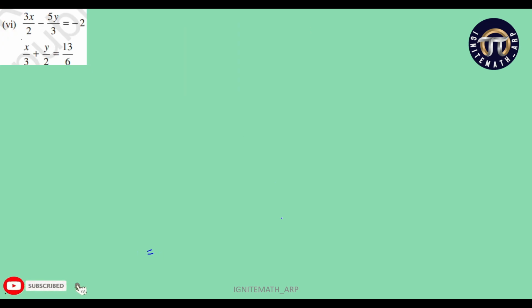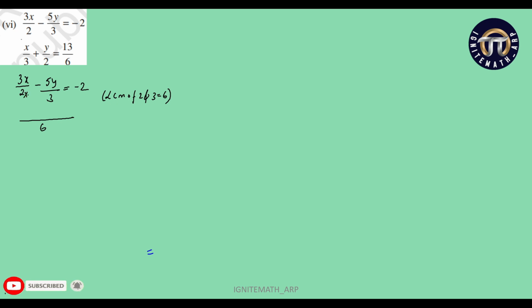See, the next question is 3x by 2 minus 5y by 3 equal to minus 2. These are the equations given to you, where you have the coefficients as fractions. So now I'll consider the first equation: 3x by 2 minus 5y by 3 is equal to minus 2. Now here I'll take the LCM of the denominators. LCM of 2 and 3 is equal to 6. I'll write it as 6 over here.